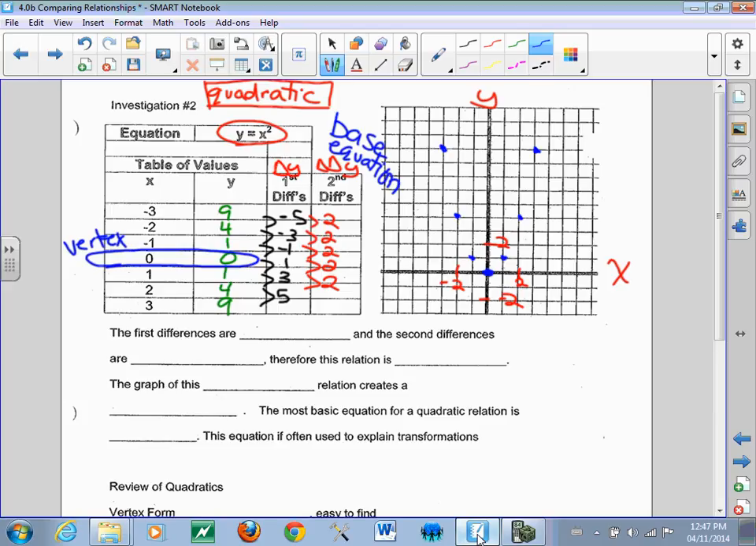These are symmetry points. So this one and this one are symmetry points. This and this are symmetry points. And this one are symmetry points. Why? Because they're equal distance from the vertex.